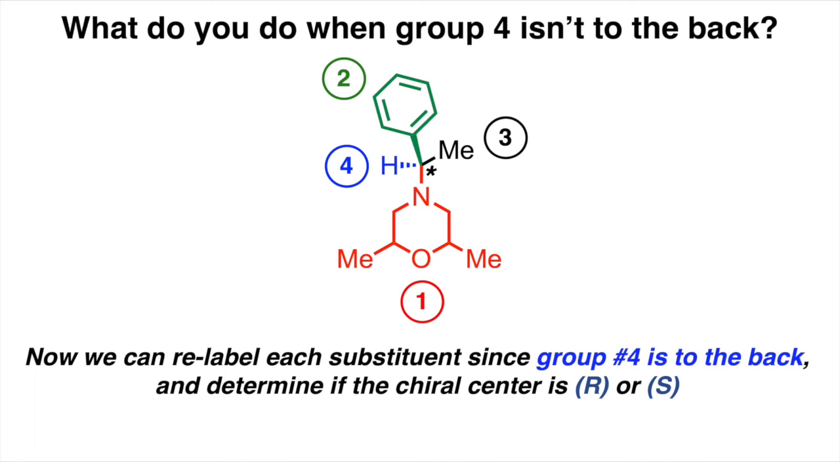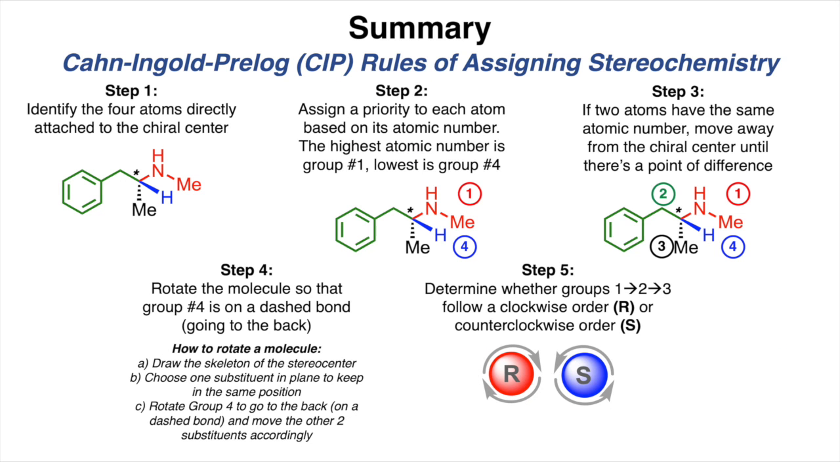Now we can relabel each substituent now that group number 4 is to the back in order to determine its stereochemistry. So if we look at the direction of the first 3 priority groups, we can see that they're going in a clockwise manner. This means that the molecule has a chiral center of R. So in summary, today you learned about the Cahn-Ingold-Prelog or CIP rules of assigning stereochemistry. Step 1 is to identify the 4 atoms directly attached to the chiral center. Remember that all four substituents have to be different in order for it to be a chiral center. Step 2 is to assign priorities to each of them based on their atomic number.